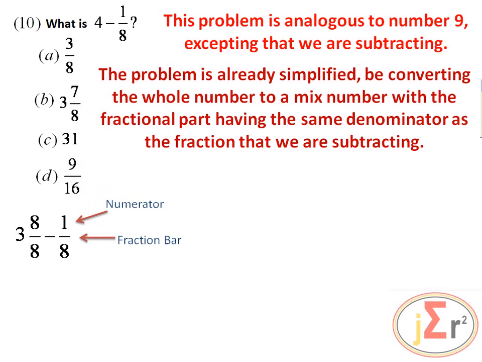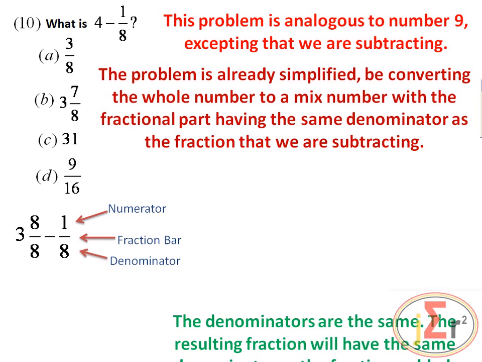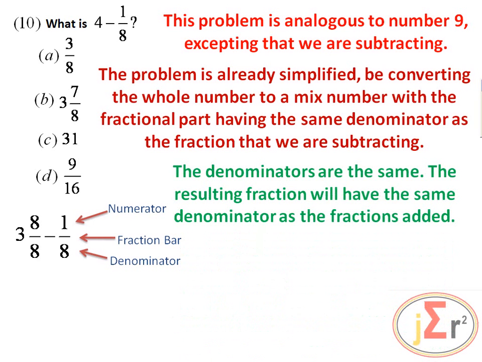Do not forget that the 4 was written as 3 plus 1. Not only that, but we will write the 1 as a fraction with the same denominator as the fraction that we have there. So it will be represented by 8/8. The denominators are the same. If the denominators are the same, Jerry, what do we expect the denominator of the answer to be? 8, and just the same. Right, it's going to be 8, which is the same as the ones that we have there. The resulting fraction will have the same denominator as the fractions that we are adding.